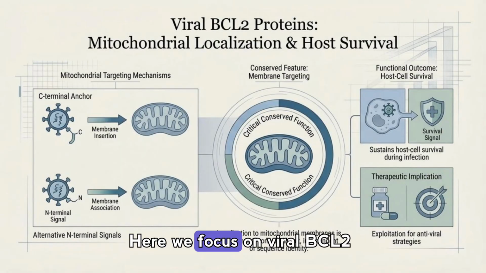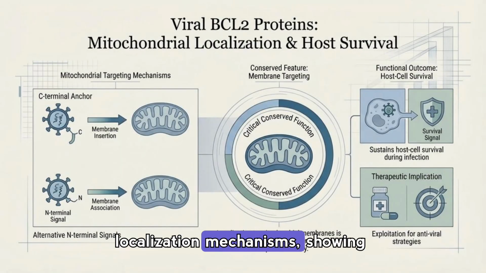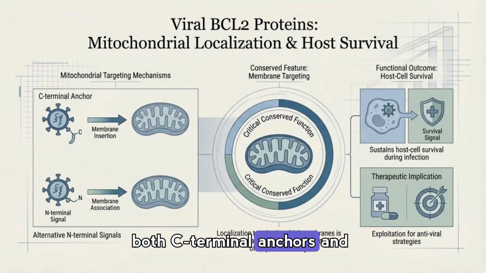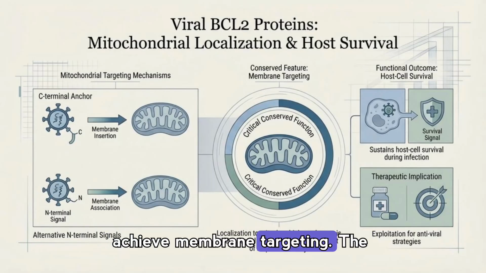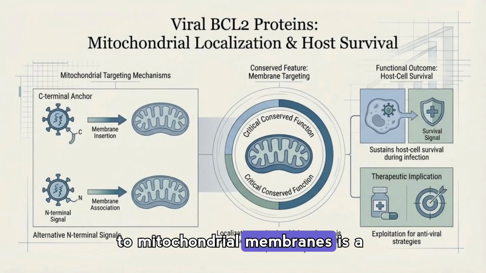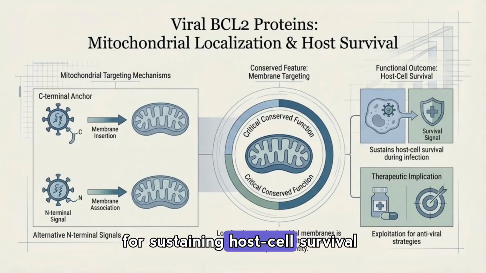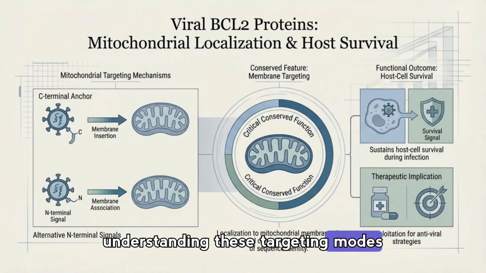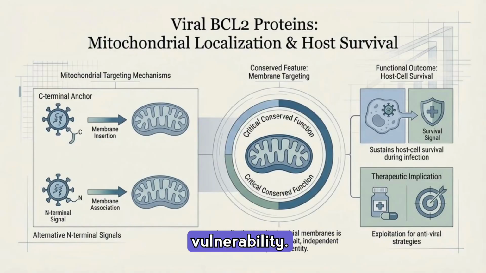Here we focus on viral BCL2 proteins and their mitochondrial localization mechanisms, showing both C-terminal anchors and alternative N-terminal signals that achieve membrane targeting. The central message is that localization to mitochondrial membranes is a conserved functional trait necessary for sustaining host cell survival during infection, and that understanding these targeting modes could inform antiviral strategies exploiting this conserved vulnerability.